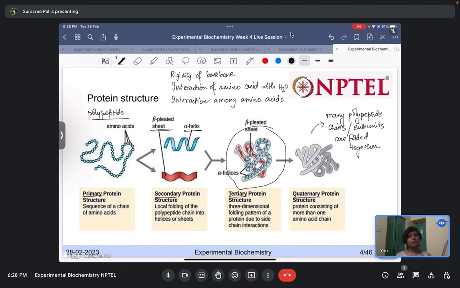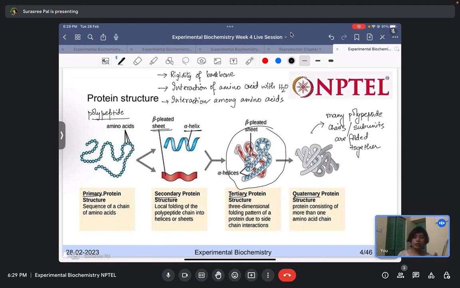So now let's talk about how this protein structure is determined. This protein structure is determined by various factors, which are rigidity of the backbone. So the backbone structure determines how the protein will fold. Interaction of the amino acids with water. So I told you that protein always remains in aqueous environment, and in aqueous environment how the amino acids are interacting with the water molecules, and also interaction among the amino acids themselves. So these interactions can be hydrogen bonds, electrostatic interactions, hydrophobic interactions, or bonds like disulfide linkages. So there can be multiple types of interactions between amino acids.